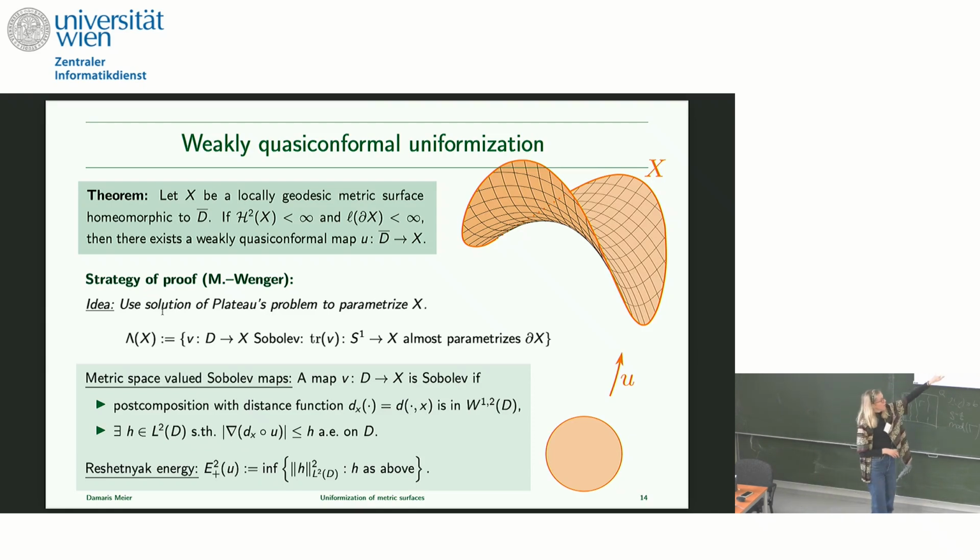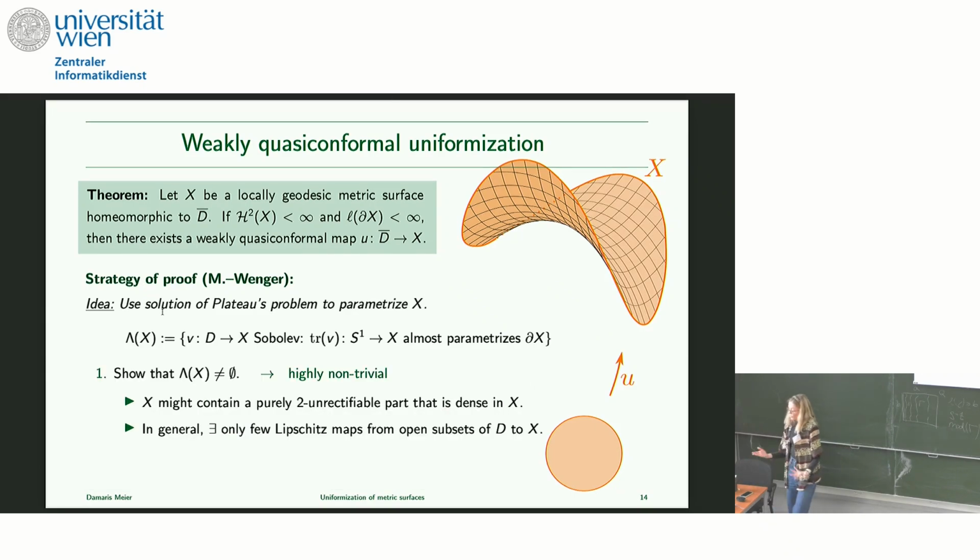The assumption is that the mappings have a certain regularity: they're Sobolev. This we do just to define a notion of energy. And their trace is an almost parametrization of the boundary, so they somehow span the surface, or span gamma. I'll skip the definition of metric space valued Sobolev maps because it's a bit technical. But what one wants to show is that this space, lambda of X, is non-empty.